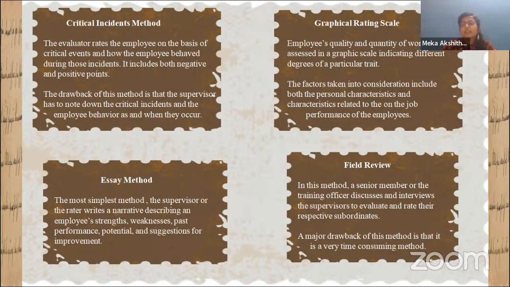Then there is another method called the appraisal interview. In this appraisal interview, it is between the manager and the employee. When we talk about the manager, here the manager is the evaluator. He or she would be evaluating the performance of the employee. This is called the appraisal interview. In it, the manager would be speaking with the employees.